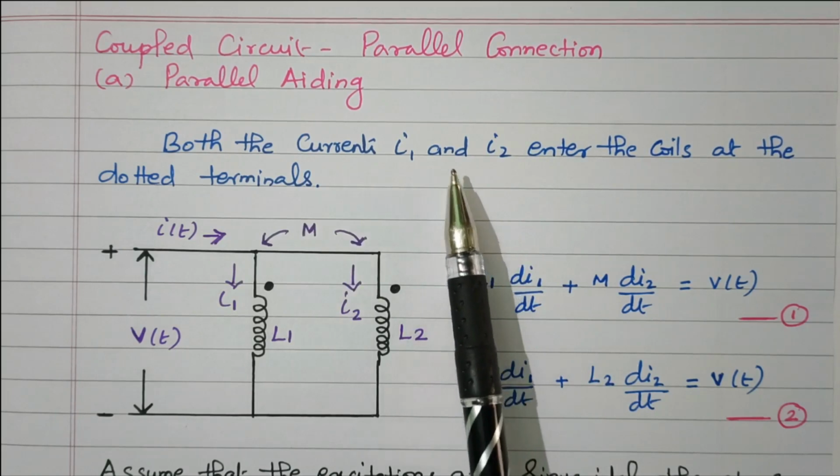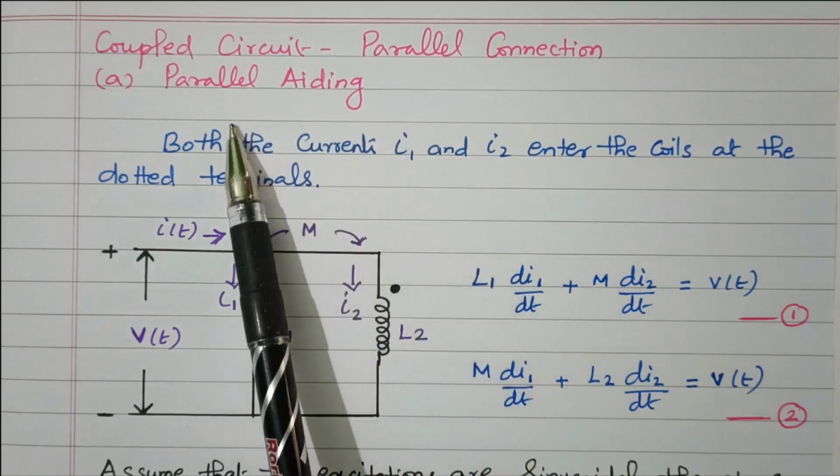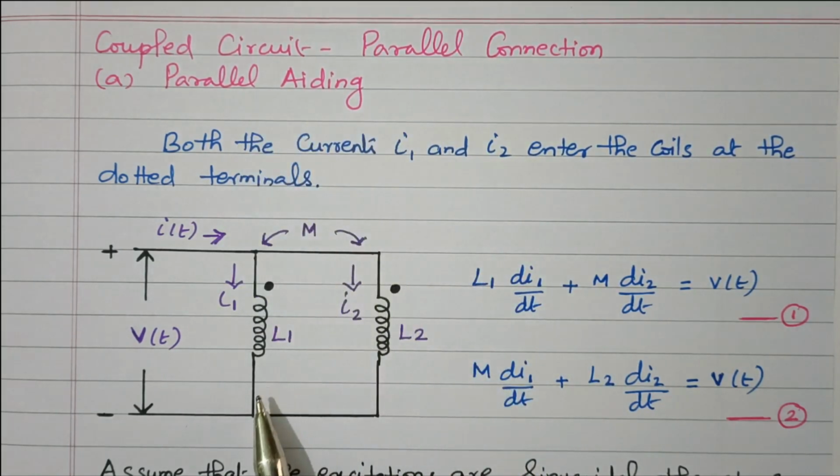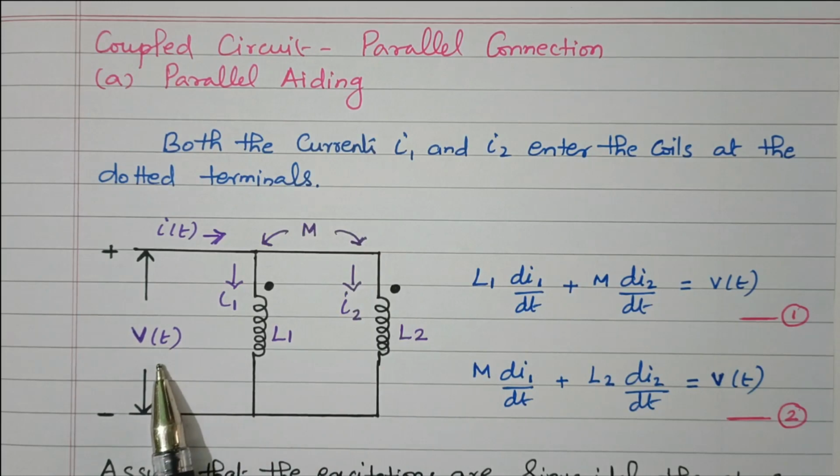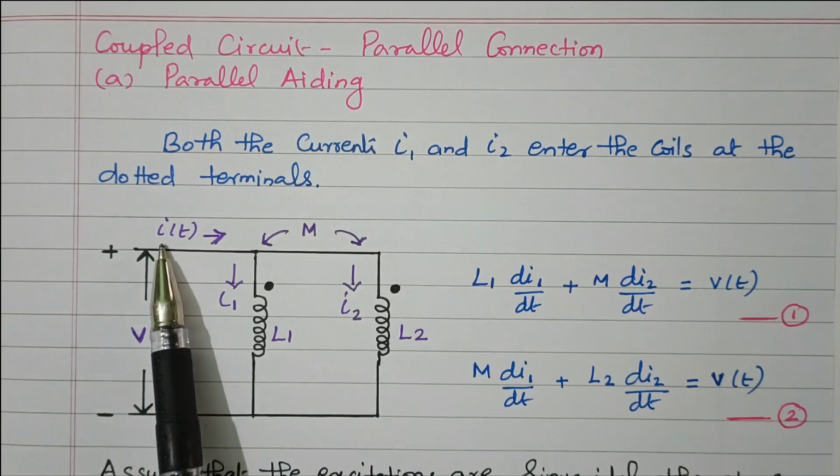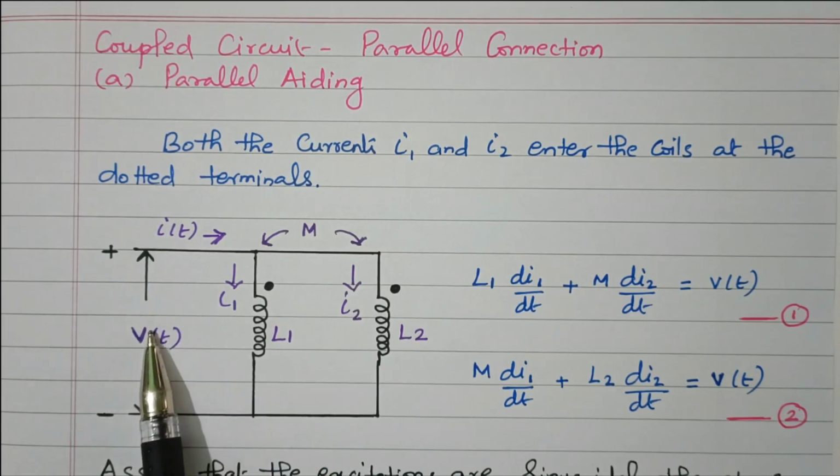Now we'll go to the topic: parallel connection, in that parallel aiding. Consider this circuit. Two inductors are connected in parallel, L1 and L2. V of t is the supply voltage. Then current I of t is flowing from the supply.